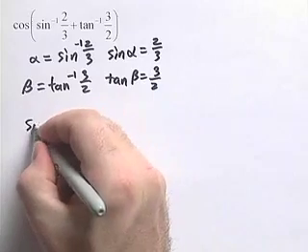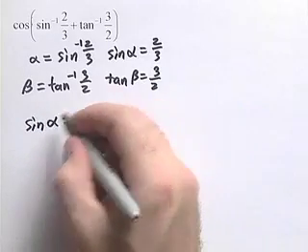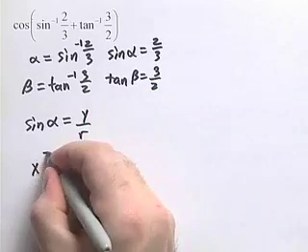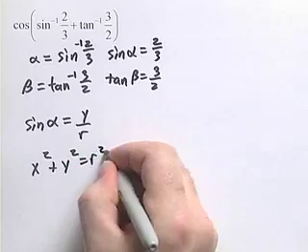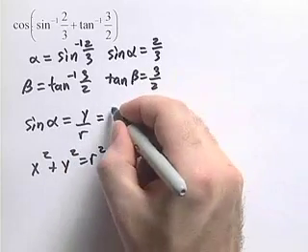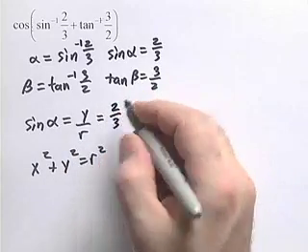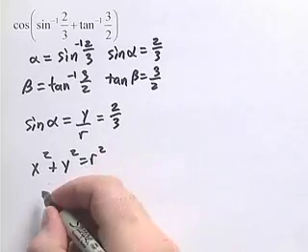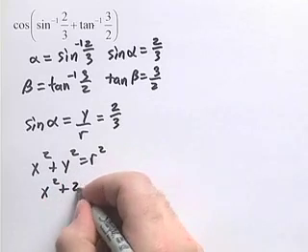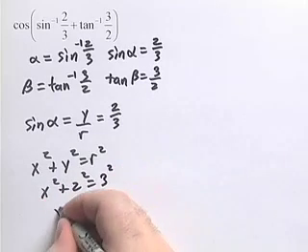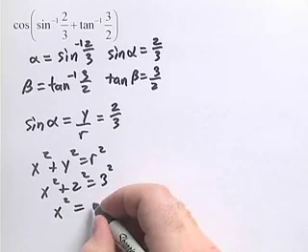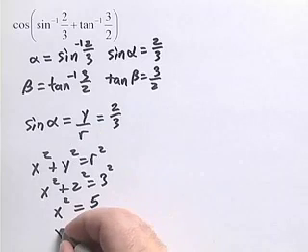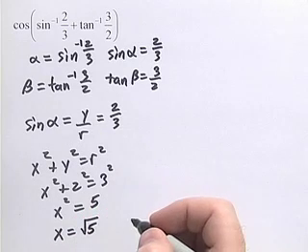Since we know that the sine in a circle will be y over r, we consider a circle of the form x squared plus y squared equals r squared. Here you have the sine of alpha is equal to 2/3. So we have y is 2 and r is 3. If we put those into our equation, we'll get that x squared plus 2 squared equals 3 squared, which gives us that x squared is equal to 5. We know that we're in quadrant 1, so x needs to be positive. So we'll get that x is equal to the square root of 5.